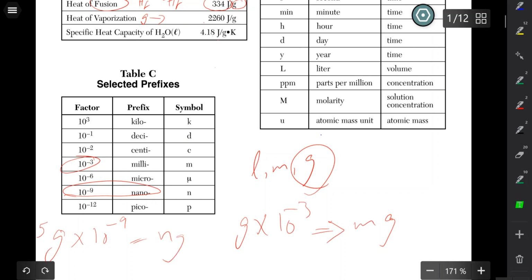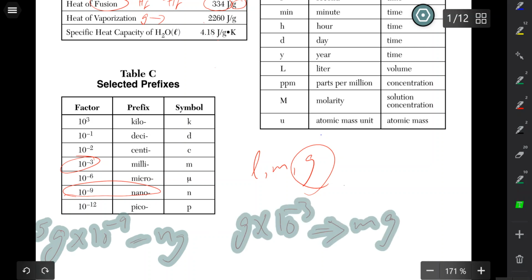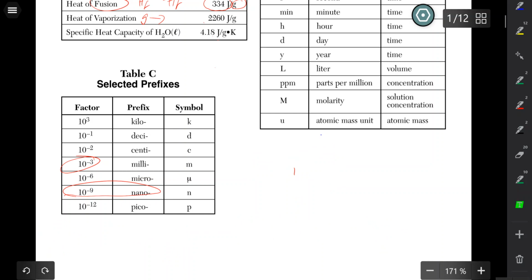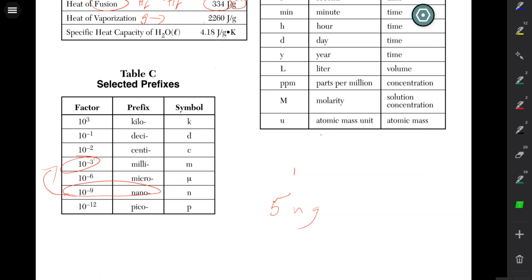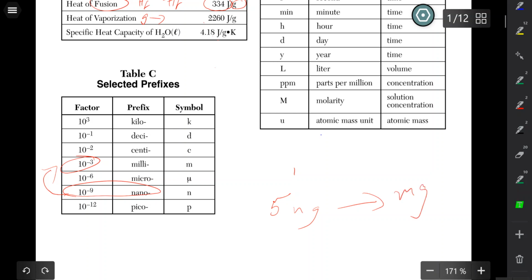Okay? Let's say you're going from nanograms to milligrams. From nanograms to milligrams, notice the difference. Let's say you have 5 nanograms and you're going to milligrams. So you're going from negative 9 to negative 3. The difference between negative 9 and negative 3 is negative 6. So you're going from 5 nanograms to milligrams. Obviously milligrams are bigger, so milligrams are much larger than nanograms.